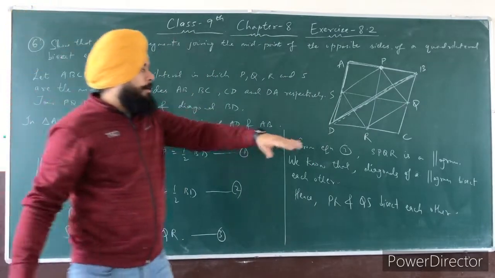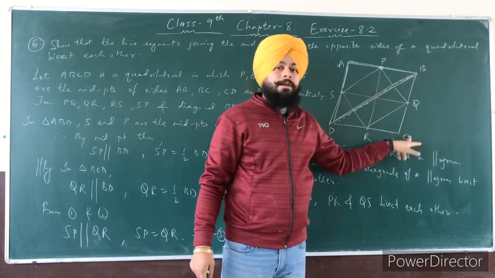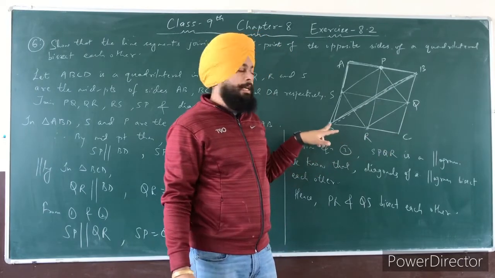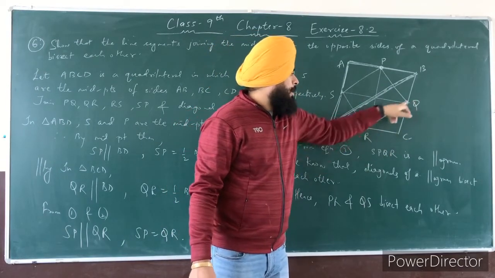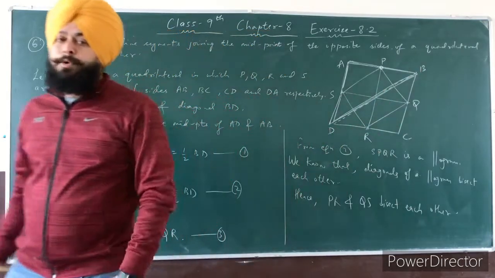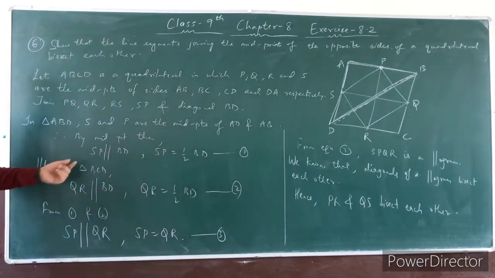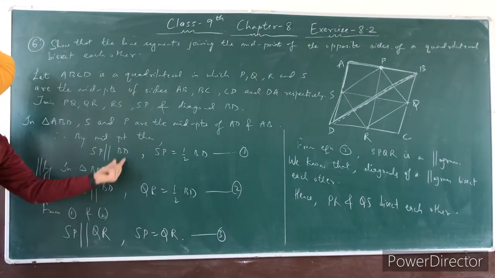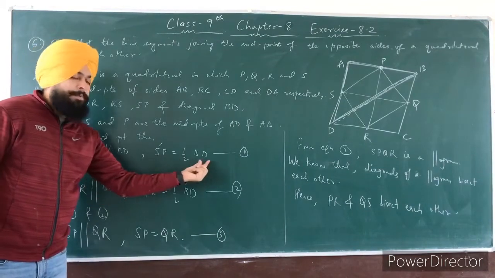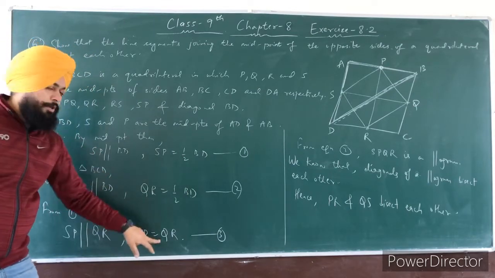Now take another triangle on this diagonal, that is triangle BCD. In triangle BCD, again Q is the midpoint of side BC, R is the midpoint of side CD. So QR is parallel to side BD and QR is also half of BD by midpoint theorem. So take this equation number 2. So when we compare 1 and 2, you can see here SP is parallel to BD and QR is parallel to BD, so SP is parallel to QR. And SP is half of BD and QR is half of BD, so from here, SP is equal to QR.